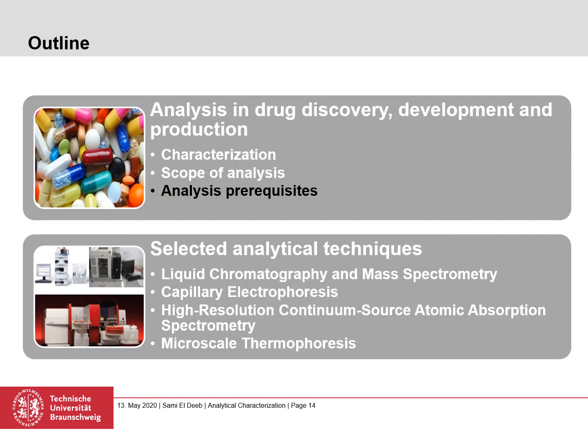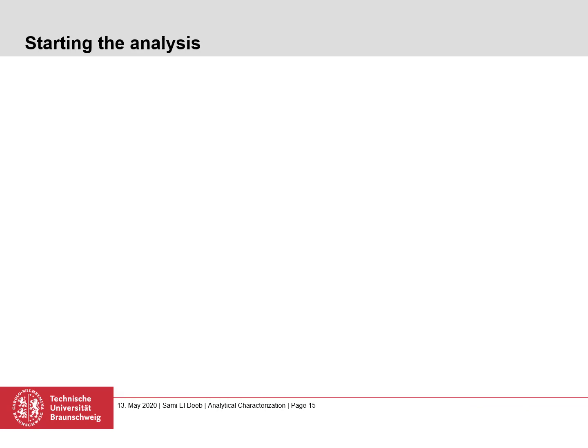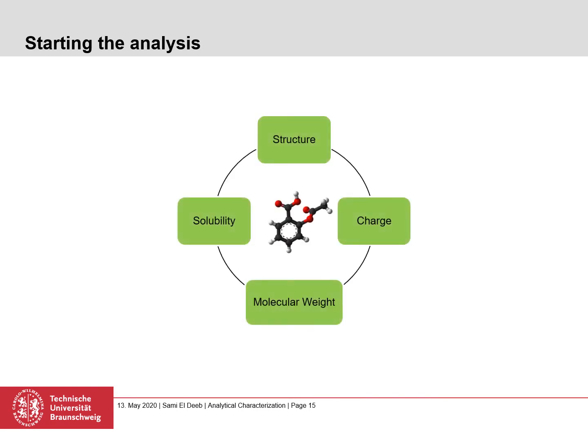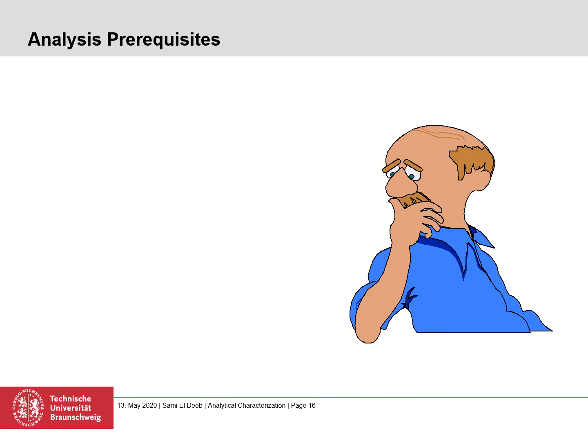Now I come to analysis prerequisites. In general, before starting the analysis, one should have a knowledge about the structure of the substance and initial knowledge about physicochemical properties like charge, molecular weight, and solubility. The analyst should then consider the selection of a proper analytical technique.